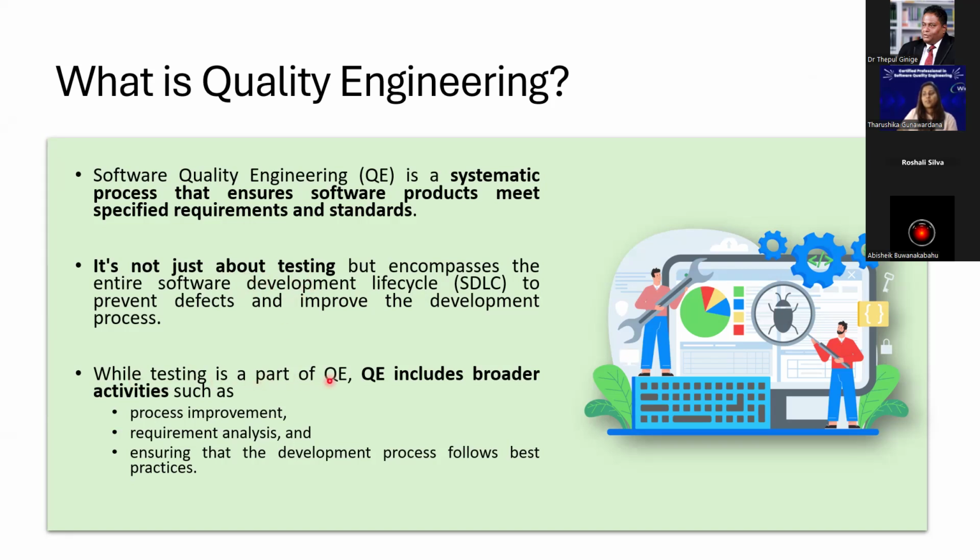While testing is a part of QE, QE includes broader activities such as process improvement, requirement analysis, and ensuring that the development process follows the best practices, right? So you have to always keep it in mind. Software quality engineering is not just testing. Software quality engineering means testing plus process improvement, requirement analysis, and also ensuring that the development process follows the best practices, right? So, what are the goals of QE?